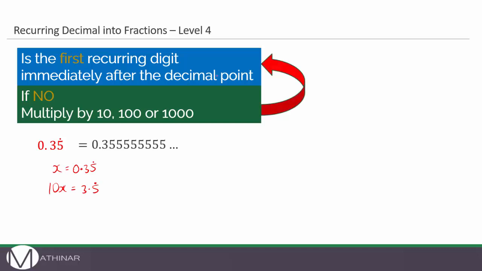Now, go back to this first step. Is the first recurring digit immediately after the decimal point? So this is now our new starting point.